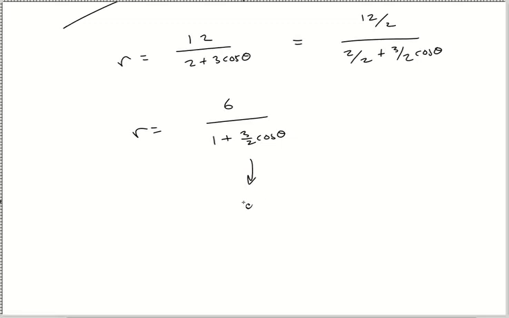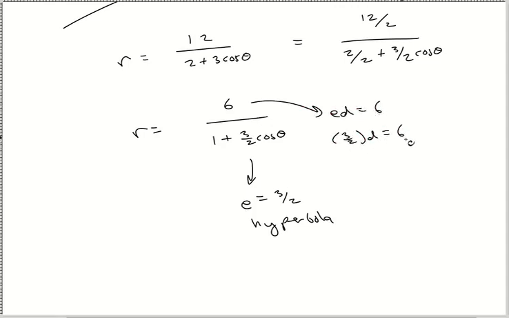Okay. Well, I have an e is equal to 3 halves. This makes it a hyperbola because it's more than 1. ed is equal to 6. Well, I have 3 halves times d is equal to 6. When I move this over, I actually have 6 times 2/3. The 3's here are going to cancel. 2 times 2 is a 4. So we have d is equal to 4. Remember, that's always positive. That's something to note.